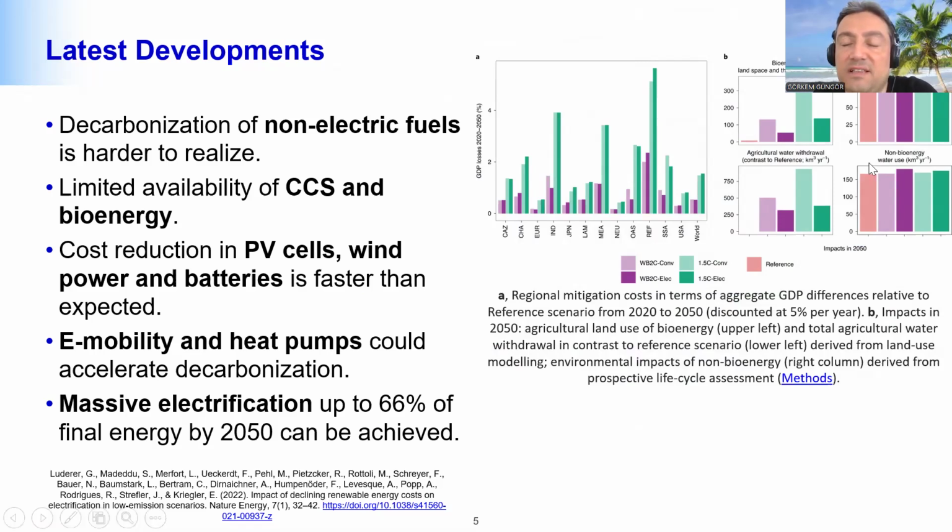And there is a large footprint on the environment with increasing bioenergy use, increasing land use, increasing agricultural water withdrawal, and also the requirement for non-bioenergy water use for material demand.